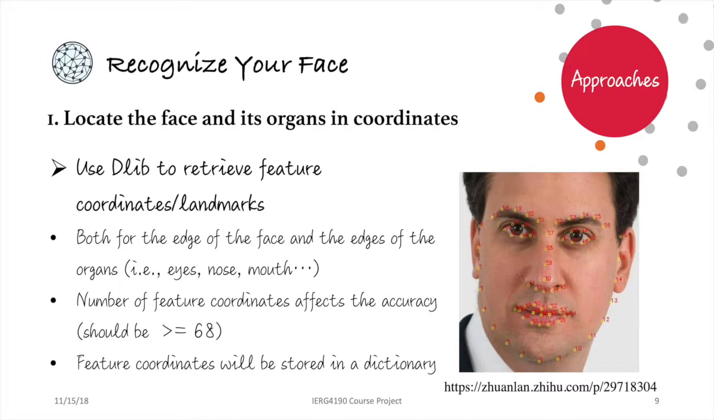We should do this for both the edge of the face and the edges of the organs. The number of feature coordinates we choose will affect the accuracy we get, and the number should be greater or equal to 68. These feature coordinates will be stored in a dictionary for further use. The picture on the right shows us how these coordinates lie on the face.